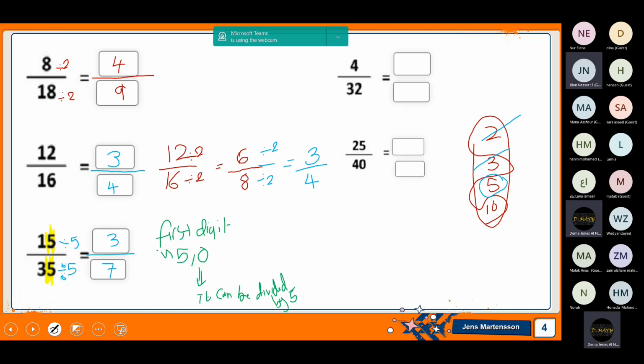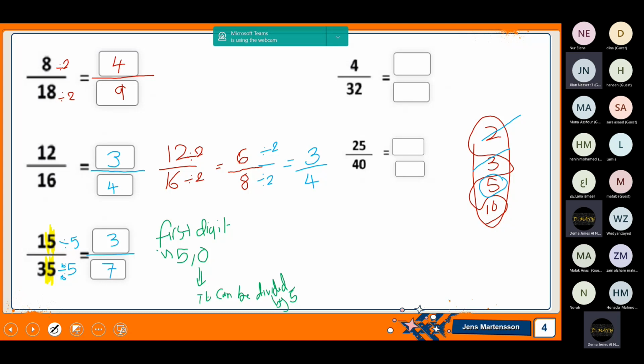Again, teacher, I didn't hear you well. 25 and 40. Can I divide them by 2? We can divide 40, but 25, no. Yeah, but by 3? Is 25 or 40 a multiple of 3? No. So by 5? Yes, we can.